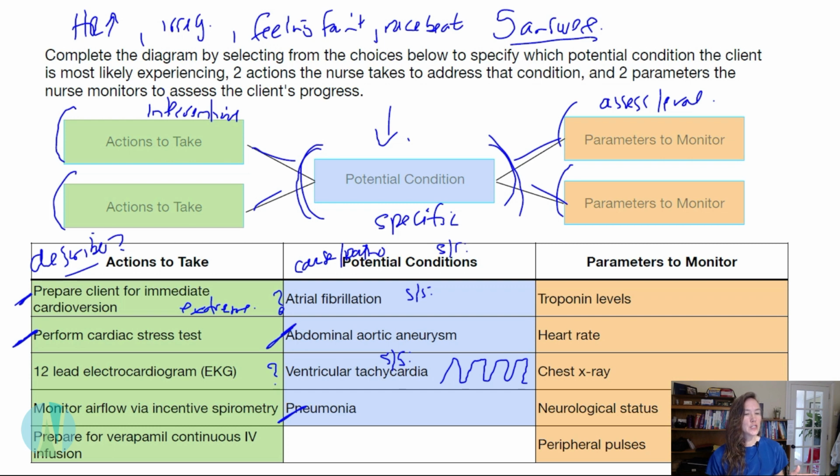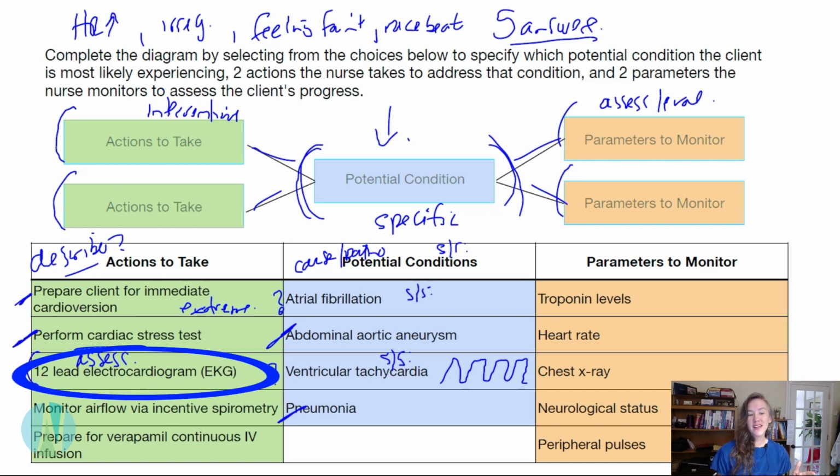A 12 lead EKG. Describe that to me. It's when they stick those wires on the patient and then they get a rhythm strip of what the heart is doing. That is a diagnostic test that gives you more assessment data. I really like that answer because I really don't know exactly what's wrong with this patient. So we're going to keep that one in.